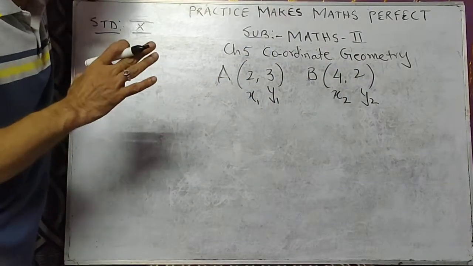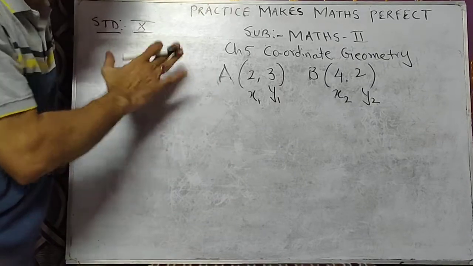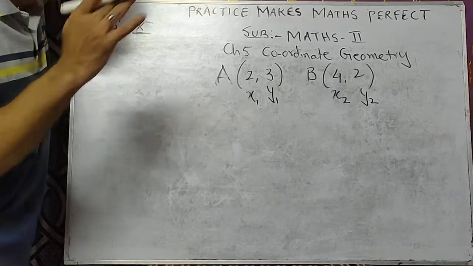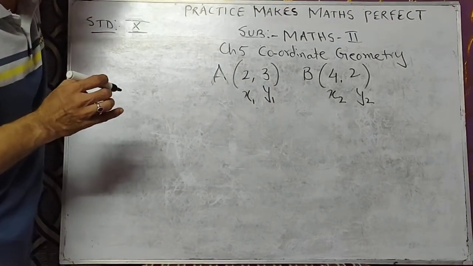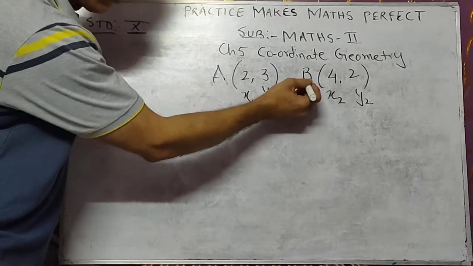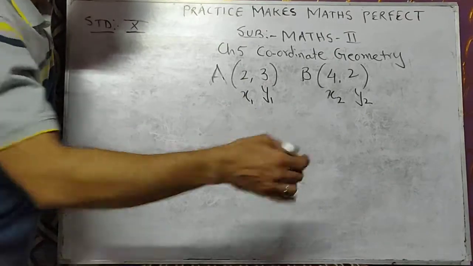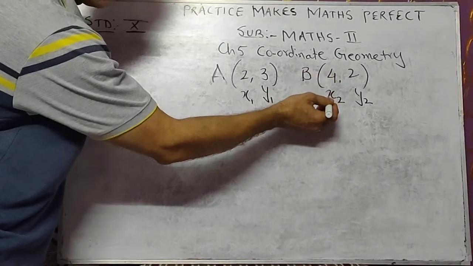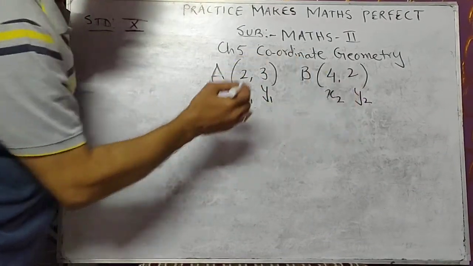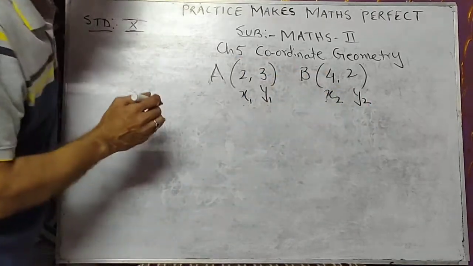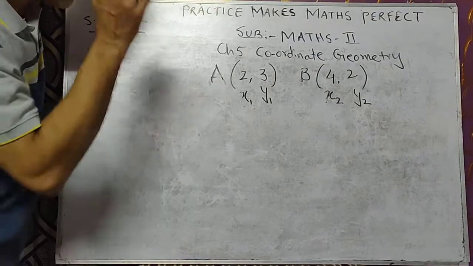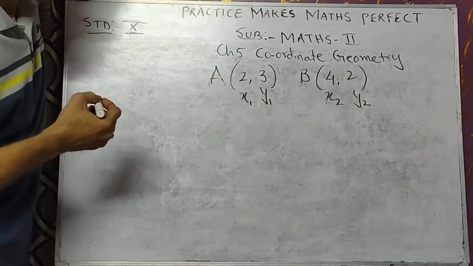Why? Because they lie on the graph. This point A lies on the graph. So this 2 is from x side, 3 is from y side. Okay, and B coordinate also lie on the graph. So 4 is from x side and 2 is from y side. So we are giving x1 y1 and x2 y2. Now you have to find out the distance between these points.